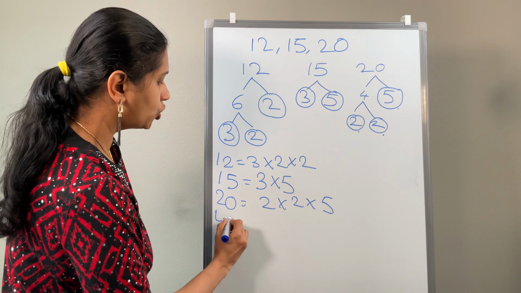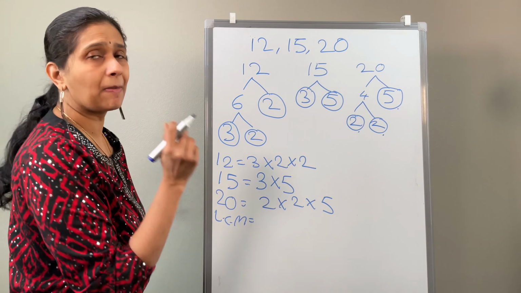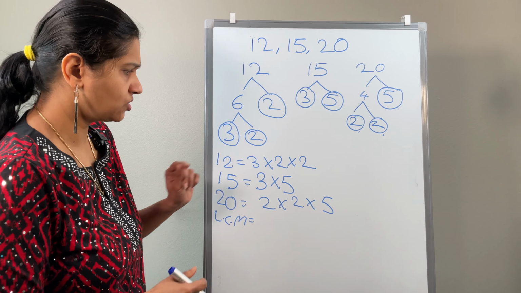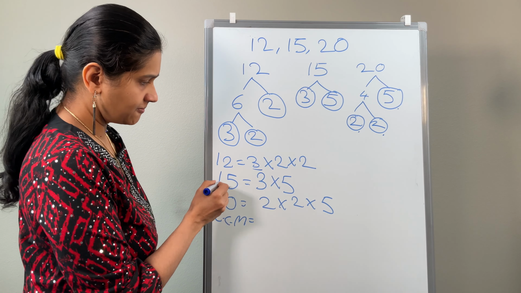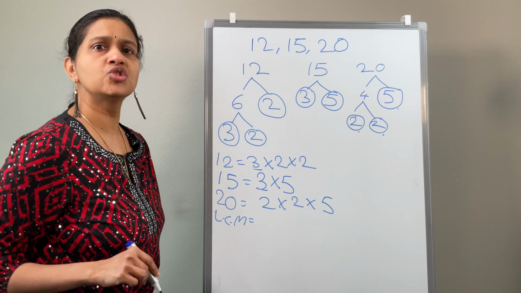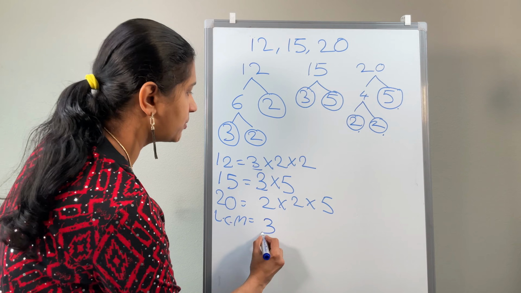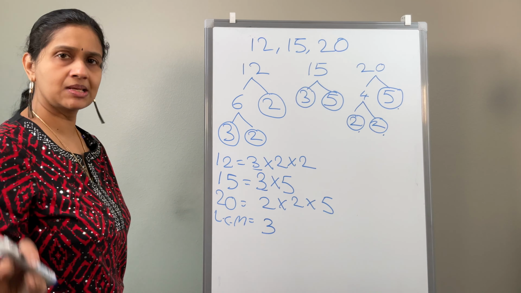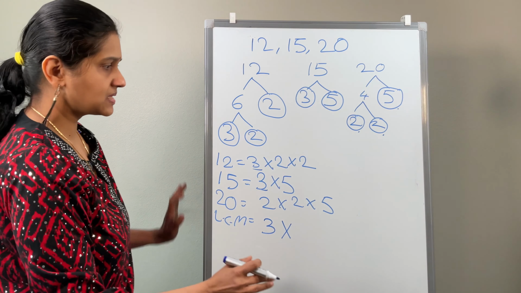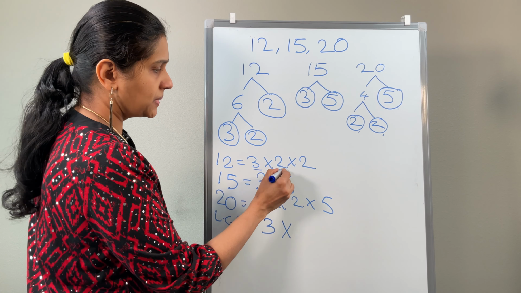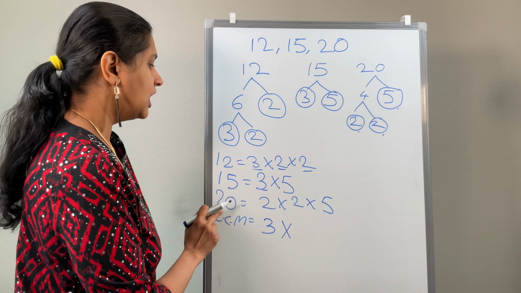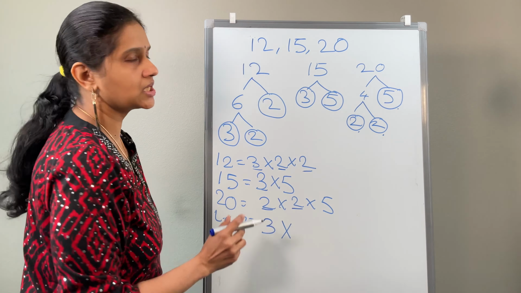Now as I told you, to find the LCM, let's see the maximum number of times a number repeats. Here 3 is there once in 12, it's there once in 15, and it is not available in 20. So it is repeating just once. That is the maximum number of times 3 is available in a number. Simply write that. Then multiply by the next number. Let us take 2. 2 is repeating 2 times in 12. It's not available in 15. In 20 also it is repeating 2 times.